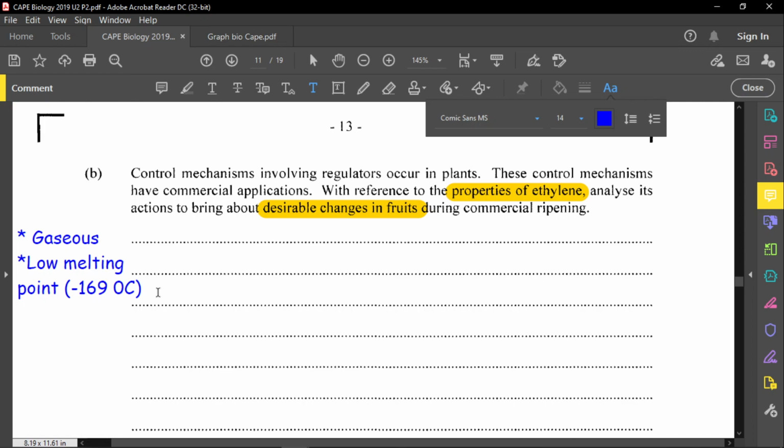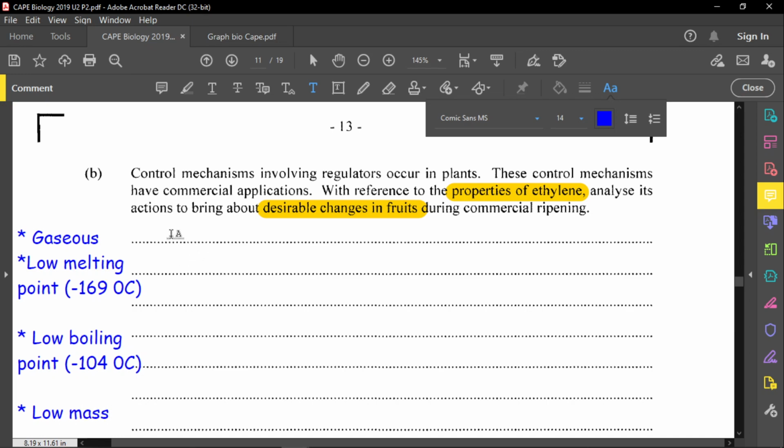And also another point that I could make here is that it has a low boiling point as well. Not just a low melting point, but also a low boiling point. And the boiling point here is negative 104 degrees Celsius as well. Just to make a note of that. And the last point I want to make in terms of properties is that it has a relatively low mass. Again, because it's the simplest alkene, yes, it has a relatively low mass. But I'm going to put low mass for short right now.